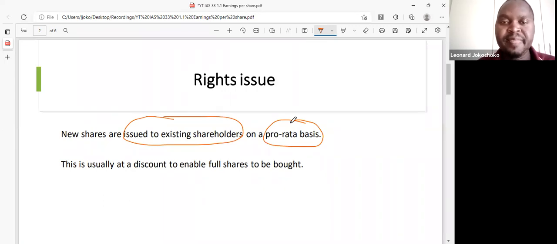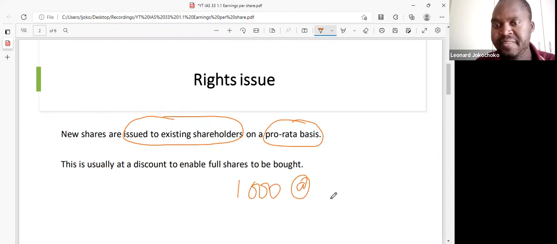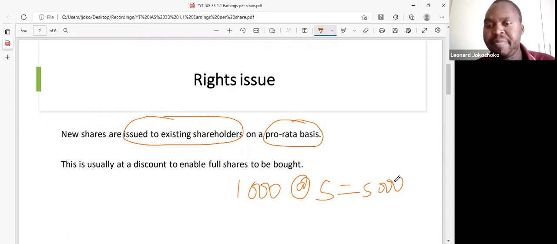When the rights issue is done, it is usually to encourage the full subscription of the shares on issue. Imagine, for example, a company has 1,000 shares, so it's intending to sell 1,000 shares. If we're going to sell these shares at $5 each, we would get $5,000, provided that all of them are bought. However, the shareholders might feel that this price is too high, therefore not everyone might buy.